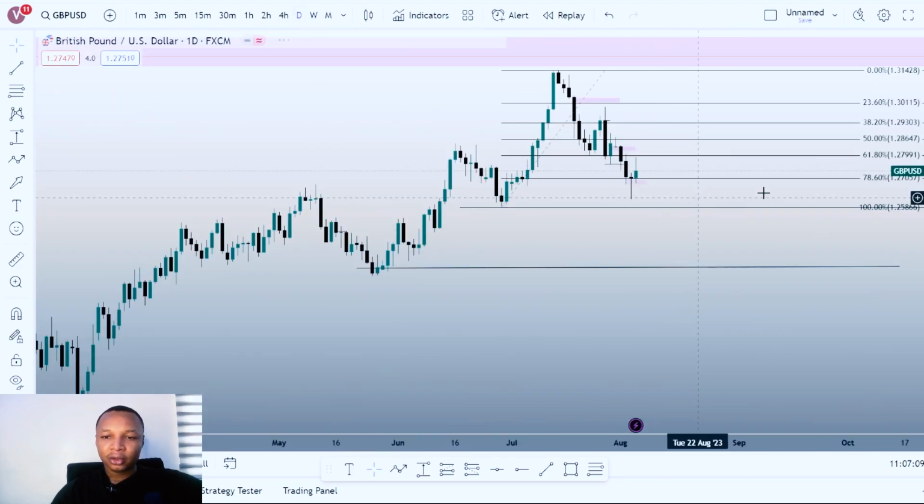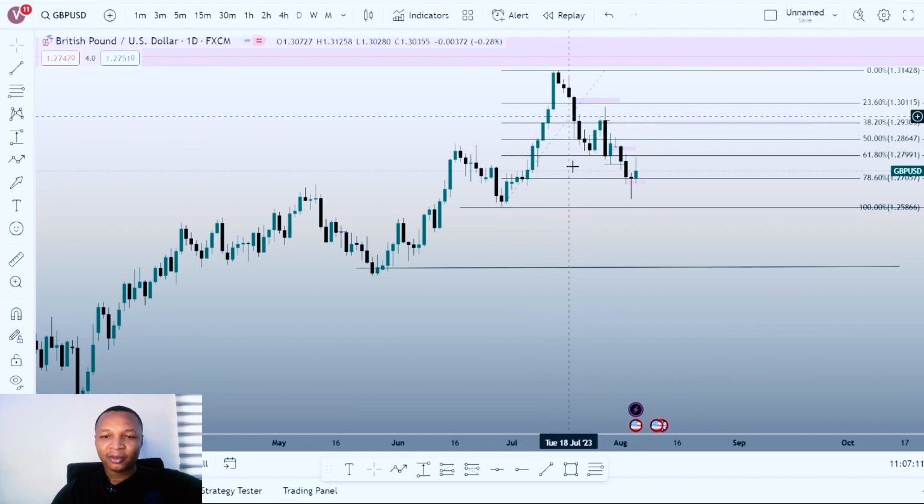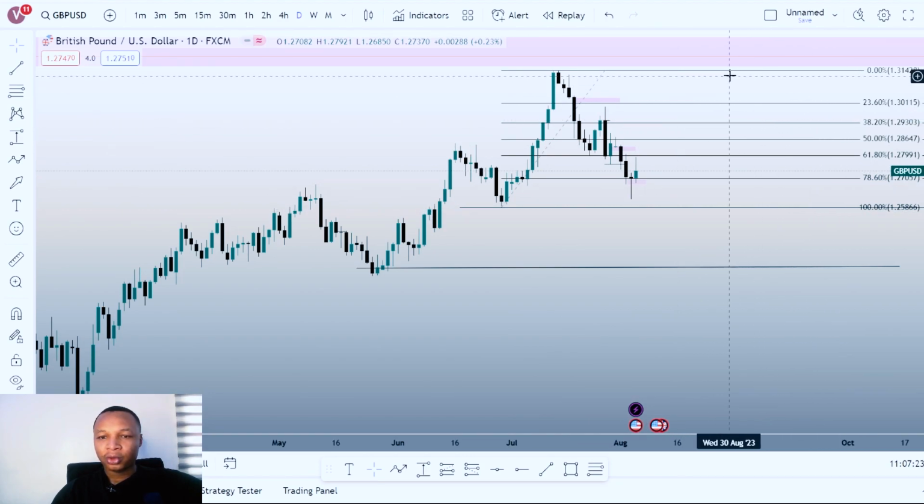For the daily on GBPUSD, the daily gives us a mini structure, but the major structure is still from here to here, where my Fibonacci tool is, from the 100 to the 0 level. This is the main structure for GBPUSD until price violates either of the two. If price violates this to the downside, we can confirm that we are now bearish on GBPUSD.